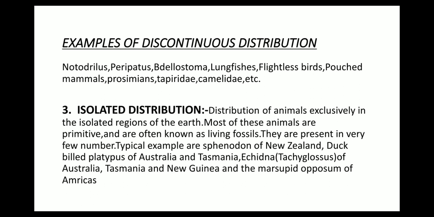First one is the peripatus. One of the most popular examples of discontinuous distribution is peripatus. It is a genus of onychophora. It is said to be a living fossil because it has been unchanged for approximately 570 million years. It lives only in moist habitats such as tropical forest floors and rotting logs.